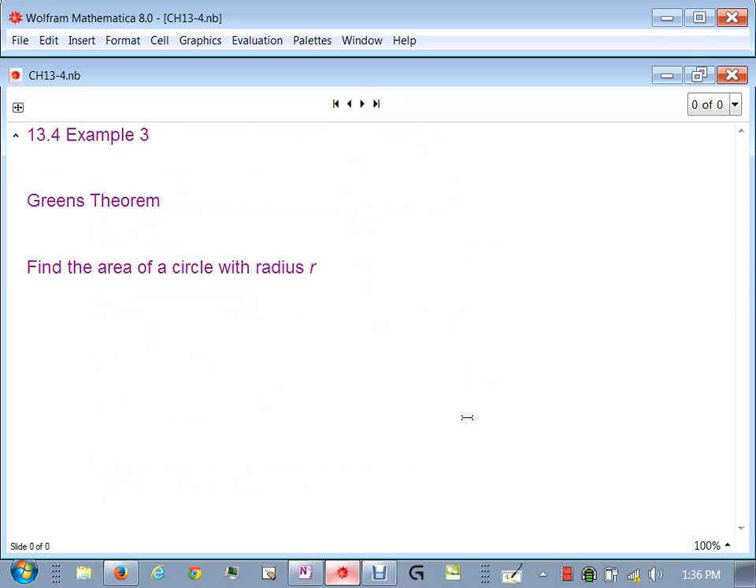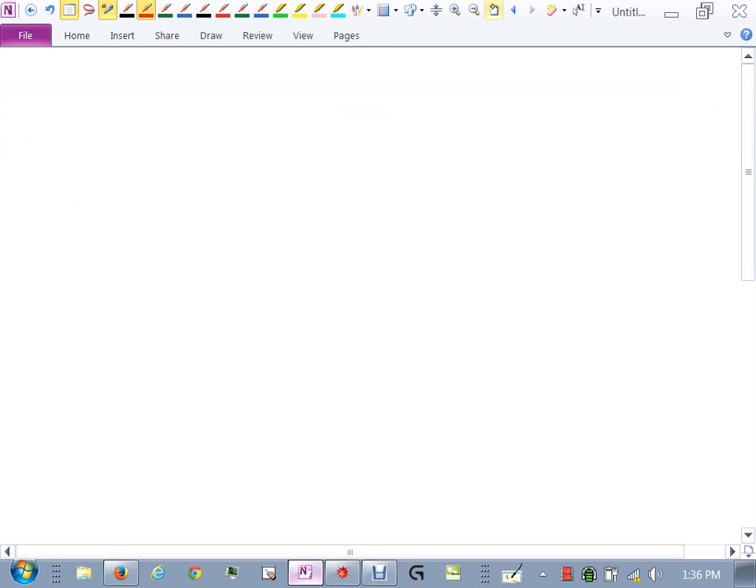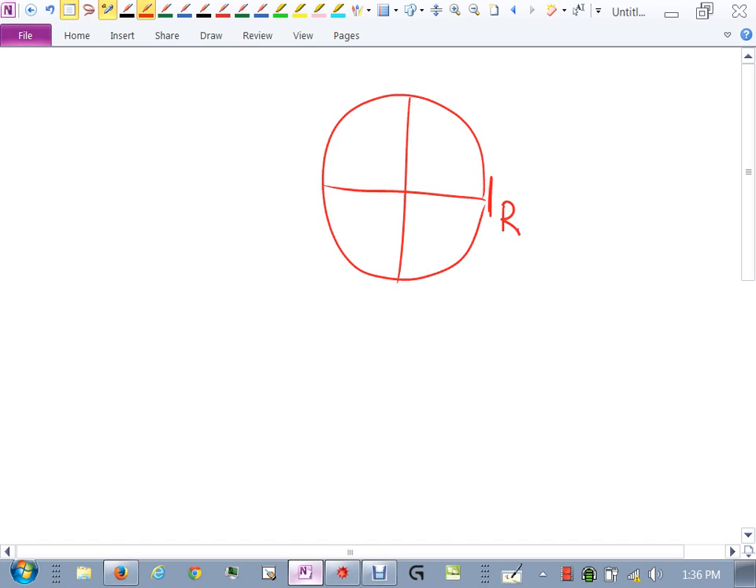So take a look at this. Find the area of a circle of radius r. We've done that already, right, with the double integral? If I have a circle, let's make it radius capital R. We all know it's pi r squared. We've done it with the double integral. How did we do that with the double integral?